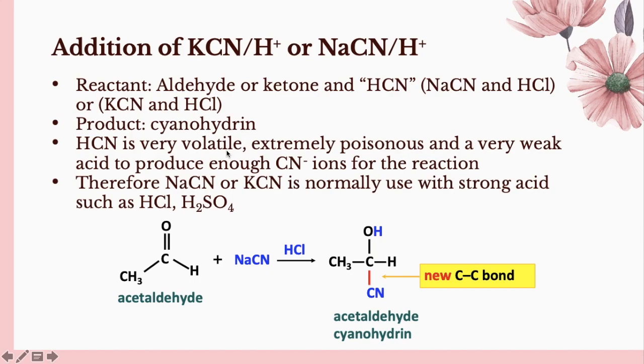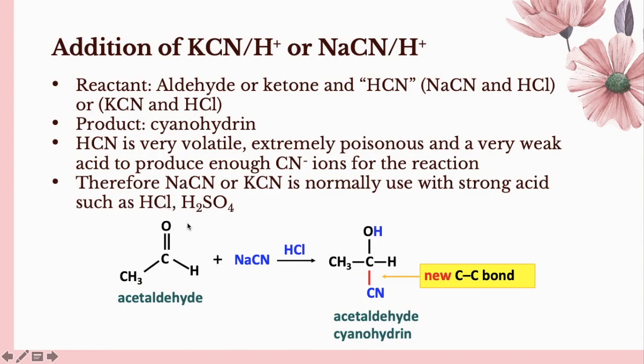HCN is very volatile, extremely poisonous, and a very weak acid, so it does not produce enough CN- ions for the reaction. If we use HCN directly with ketone or aldehyde, the HCN will be volatile. It won't react with aldehyde and ketone. So instead of using HCN directly, we use NaCN and HCl, or KCN and HCl. Therefore, NaCN or KCN is normally used with strong acids such as HCl, H2SO4.